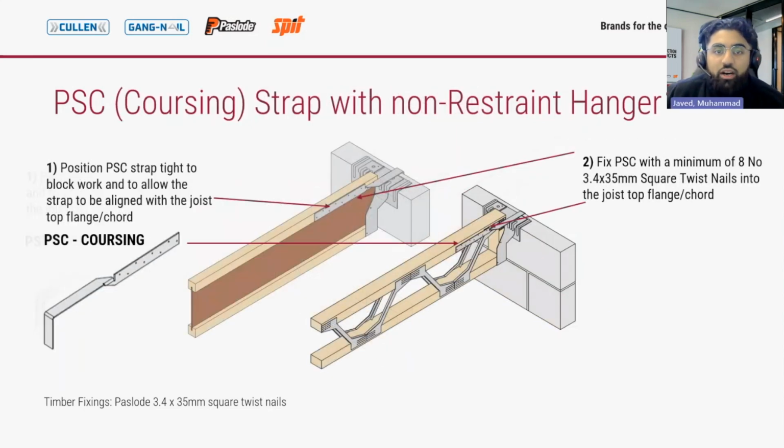Next, let's look at our PSC with a non-restraint hanger. This is also for restraining the walls to the top chord of a joist. However, here is where the top of the joist protrudes higher than the coursing level when using a hanger. For example, if you're using a 240 deep joist and a 225 deep hanger. Again, installation instructions are pretty similar. Ensure the strap is tight against the blockwork. Ensure it's fixed at the top flange, but here the strap is aligned with the coursing level and not the top of the joist.